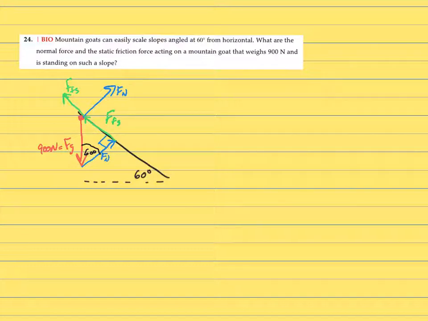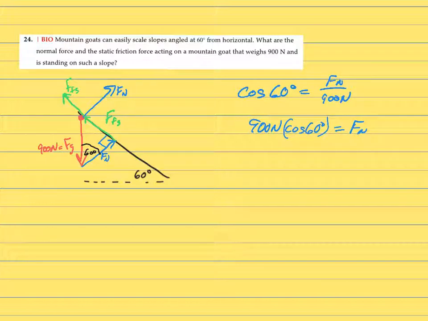So let's find the force normal, which is in the blue here. If this is a right triangle, I have hypotenuse and adjacent, which is cosine. So the cosine of 60 degrees equals adjacent, which is force normal, divided by hypotenuse, which is 900. Get force normal on both sides. It's 900 newtons times the cosine of 60 equals force normal. Throw that in your calculator, and you're going to get a force normal of 450.